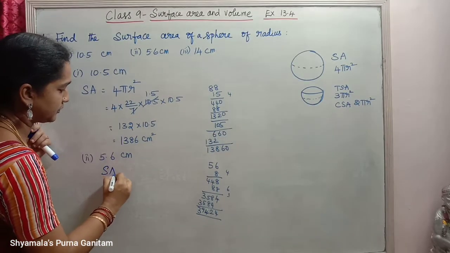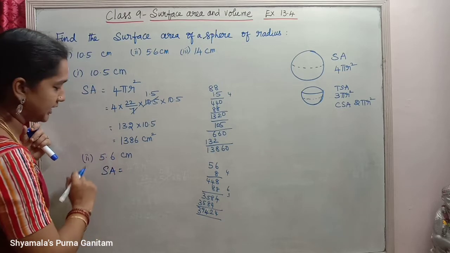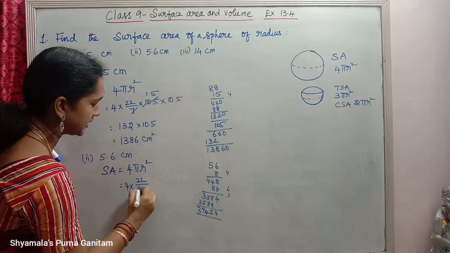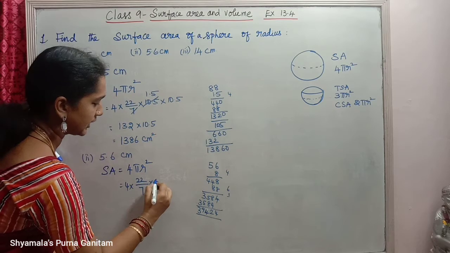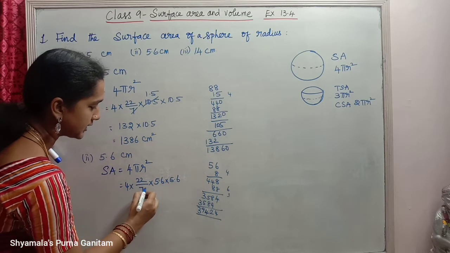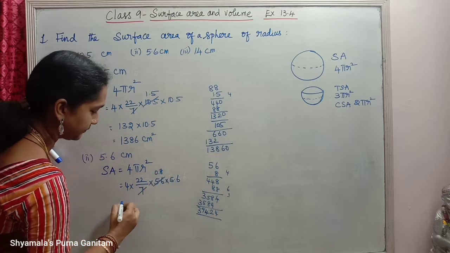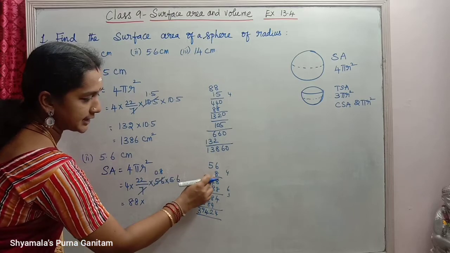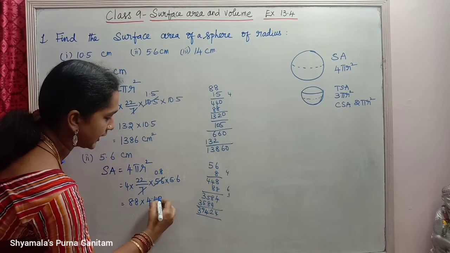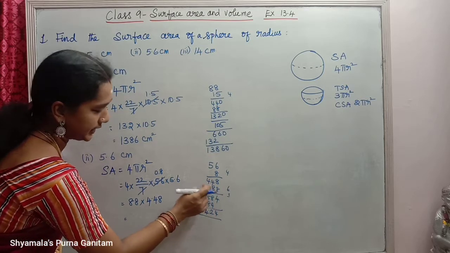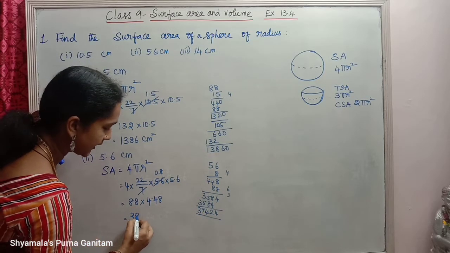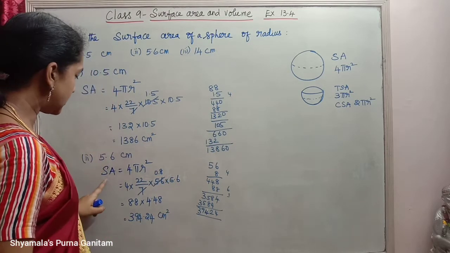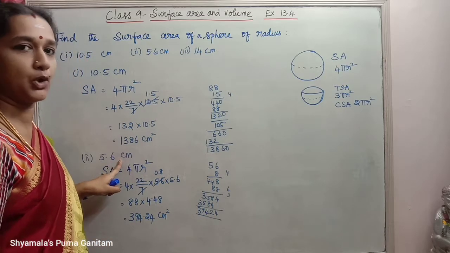Then surface area for this 5.6 centimeter is 4 pi r square. So 4 into 22 by 7 into radius is 5.6 into 5.6. Those 7 8s are 56. Okay, so 4 into 22 is 88 into 56 into 8 is 4.48. Then 4.48 into 88 we will get 394.24 centimeters square. Okay, so this is the surface area with radius 5.6.